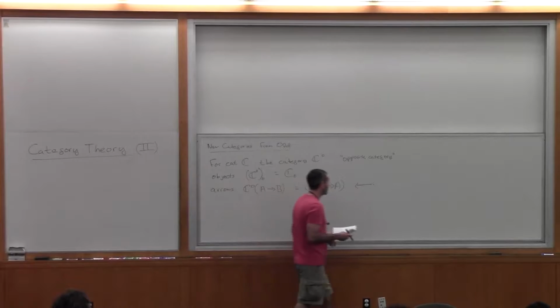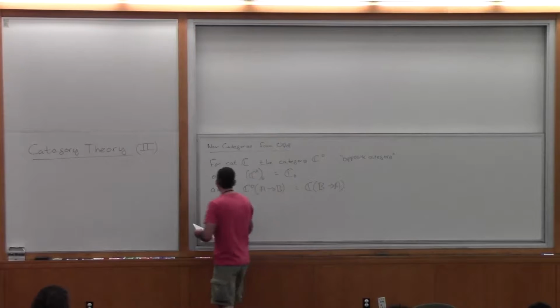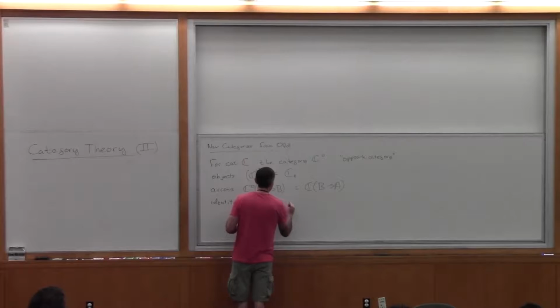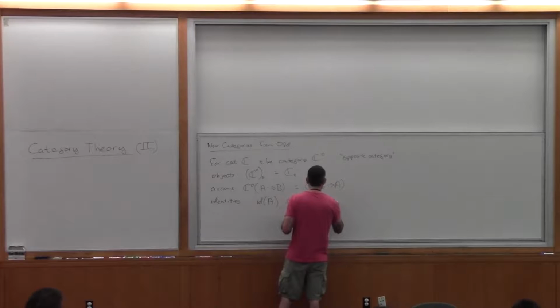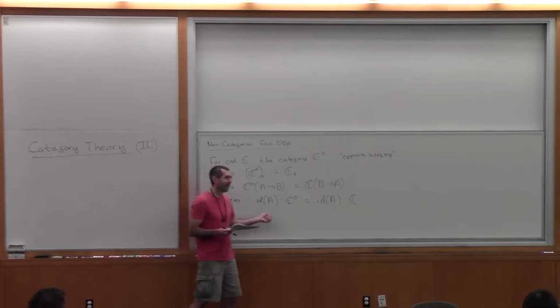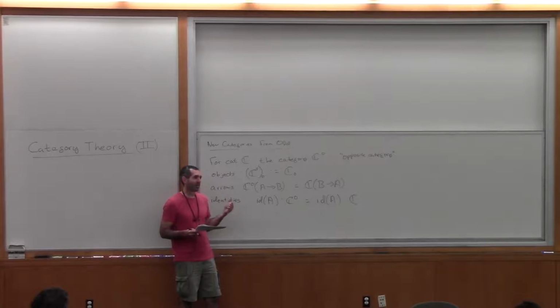So the identities: the identity arrow on an object interpreted in C op is just the identity on that same object as an arrow in C. And this makes sense because we have to switch the orientation of the arrows, but an identity arrow is an endomorphism. Remember this term from yesterday. That means that the domain and codomain objects are the same, so when you swap them, they still remain the same. So that's okay.